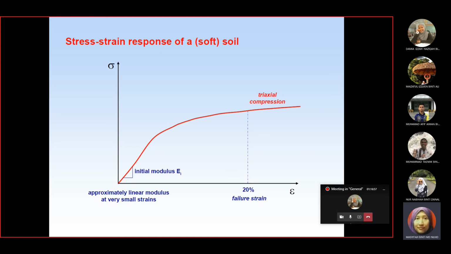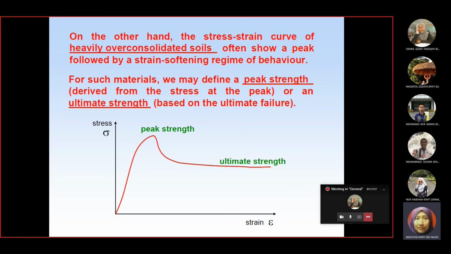So the indicator is that when you record the readings and then the 3 last readings record the same value, so that is the indicator you can stop the testing, ataupun you calculate 20% of the failure strain tu, that can be a point where the sample fails, reach dia punya strength.